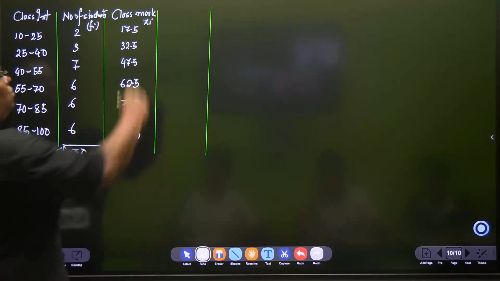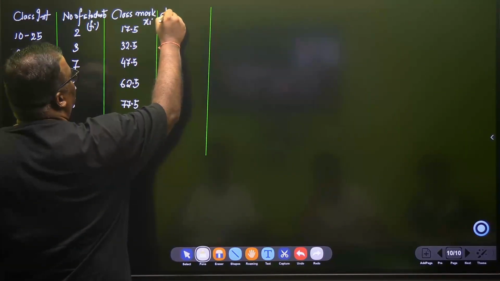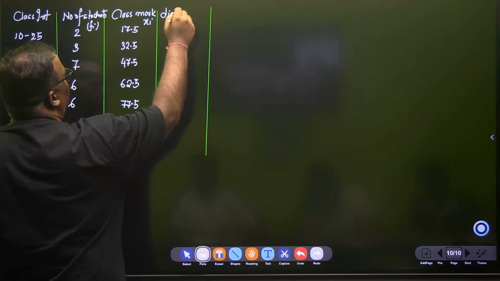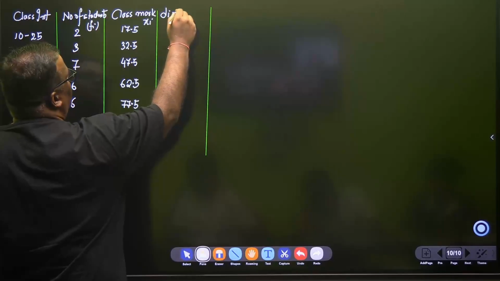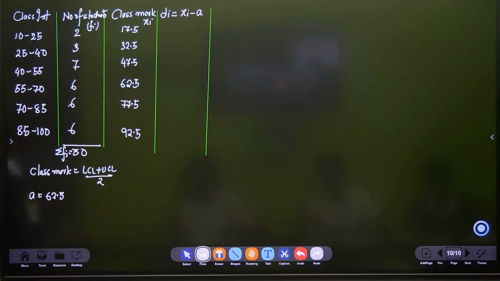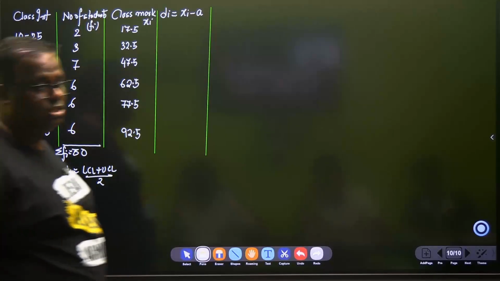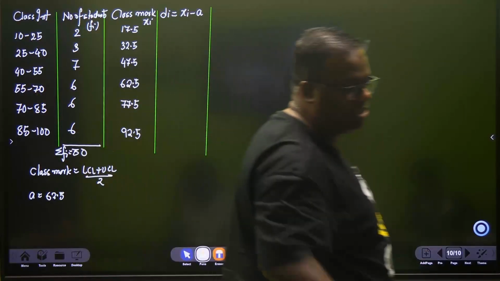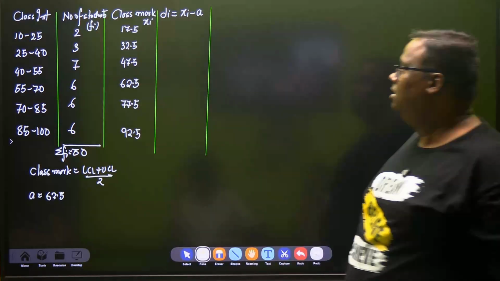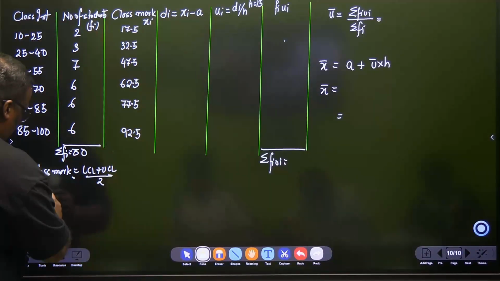Our next job is to calculate the deviation, Di. This deviation is given by what, beta? This deviation will be given by Xi minus a. Now here you have to be careful. My a is 62.5, your a is 47.5. Okay, you do yours, I will do mine. Let's go, a is equal to 62.5.